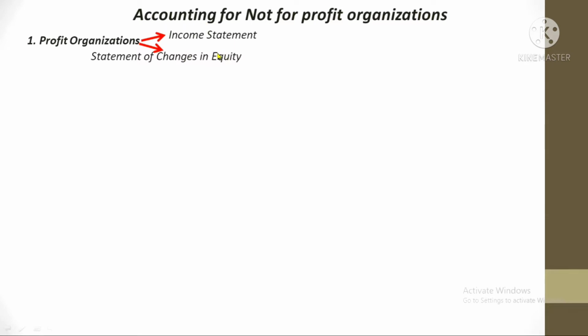So let's start with the income statement. So the income statement is just revenue and other gains or income if ever there are, less expenses and losses. And we will get the net income.